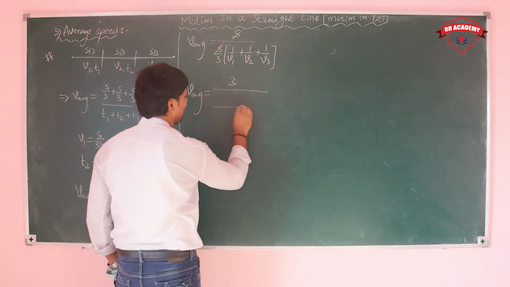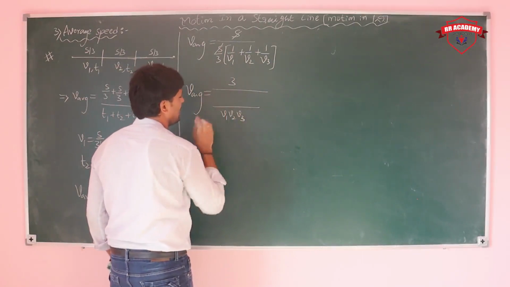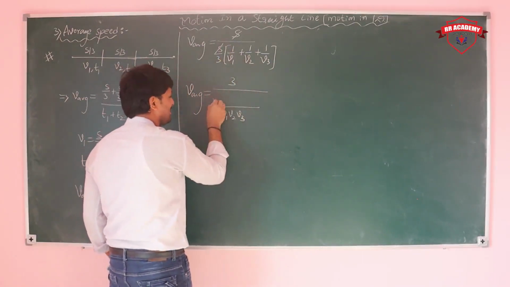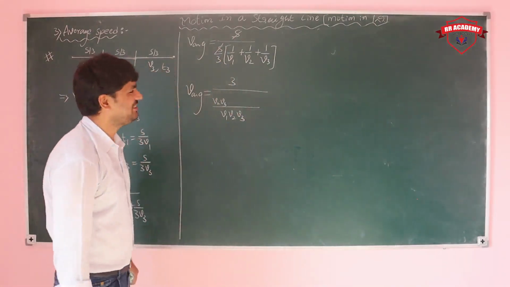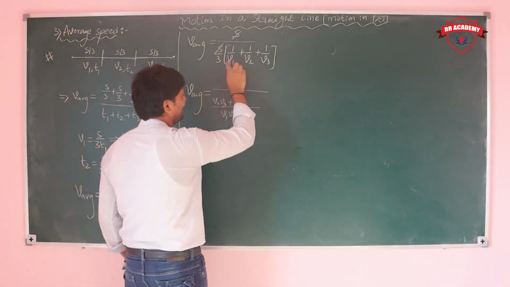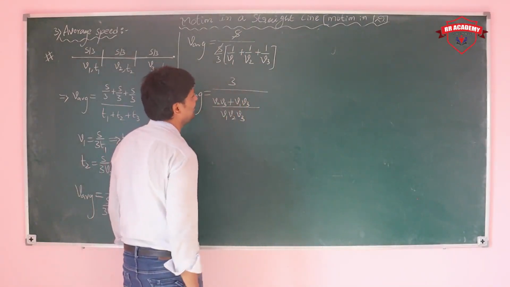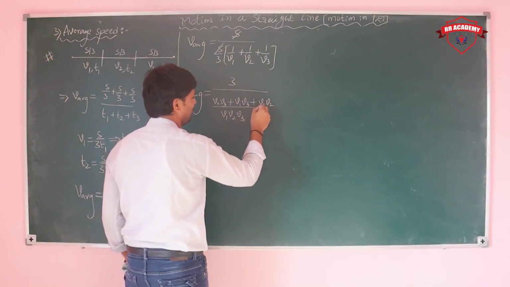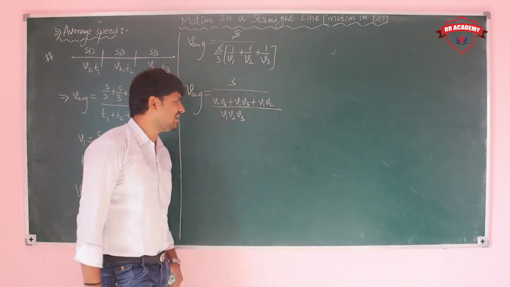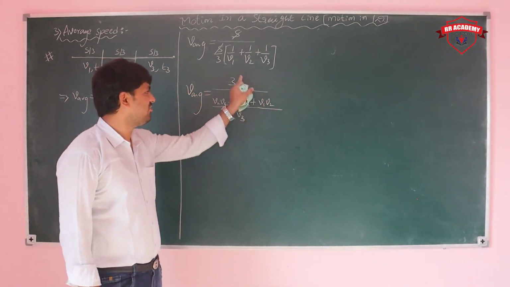What is the LCM of this? V1, V2, V3. And here V1 is there, so that's why you are multiplying with V2, V3. Plus, here V2 is there, so that is V1, V3. Here V3 is there, so that's why V1, V2. So V2, V3 plus V1, V3 plus V1, V2. And this V1, V2, V3 will go here.